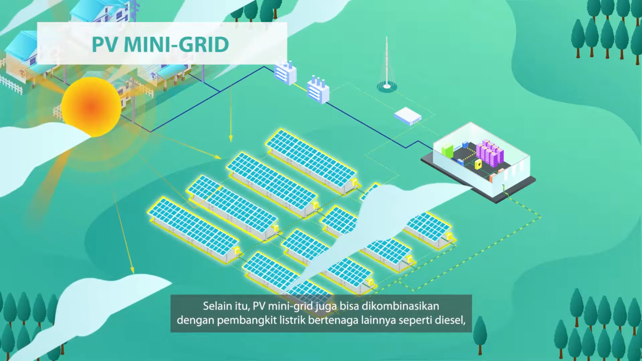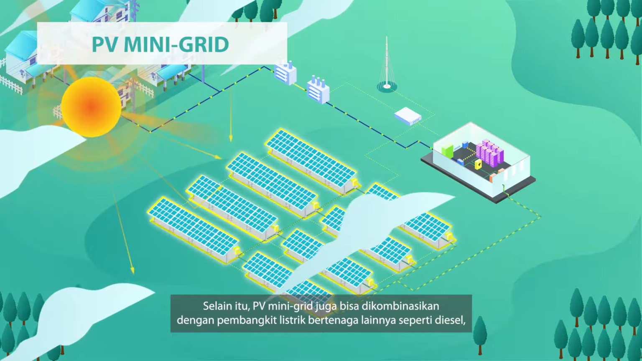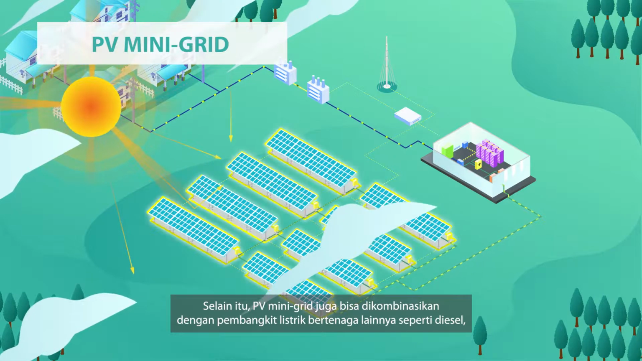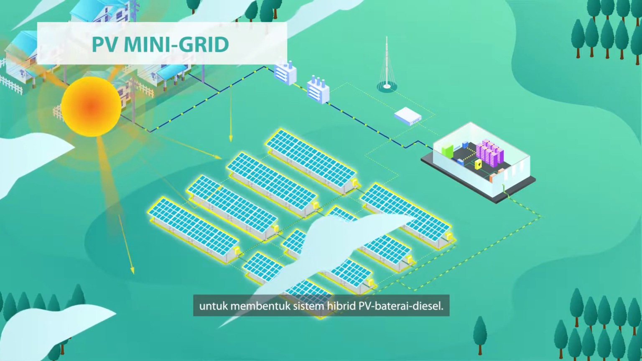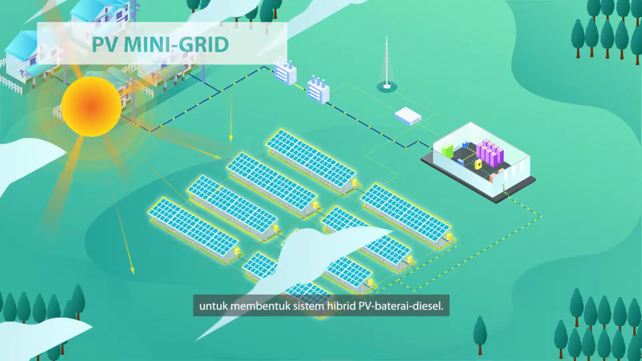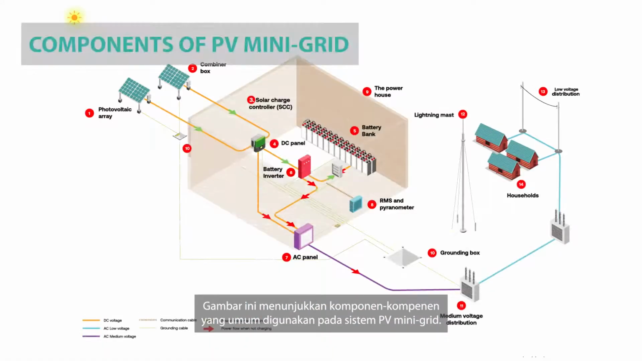In addition, it is also possible to combine it with other types of power plant, such as a diesel generator, to form a hybrid PV battery diesel system. The picture shows some more detailed components that are commonly used in a PV mini-grid system.